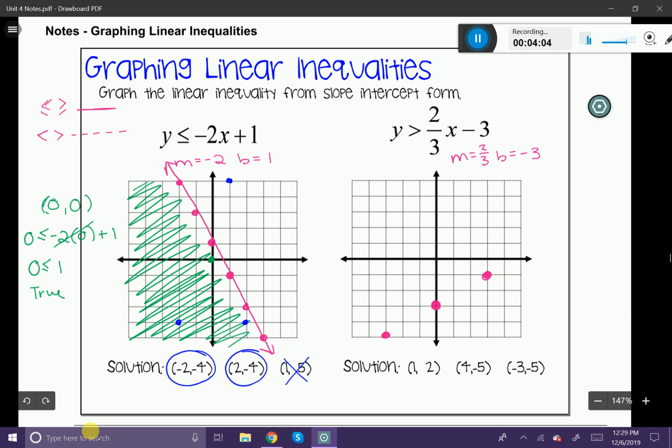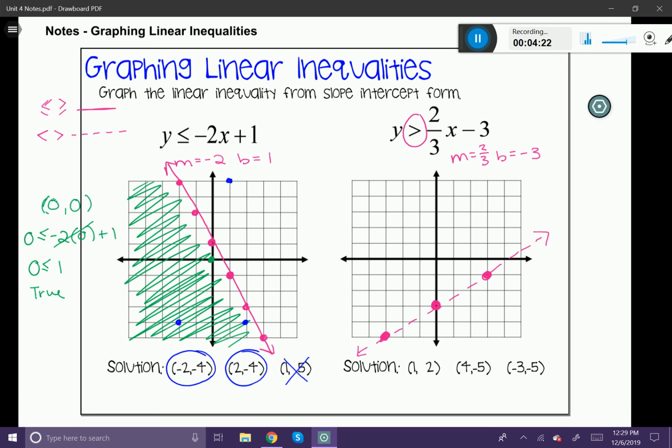Okay, so I have my points. Now I want to look at the symbol. The symbol is greater than, so I know that it's not included, which means that I'm going to represent it by using a dotted line. So any points that lie on that line are not going to satisfy this inequality.